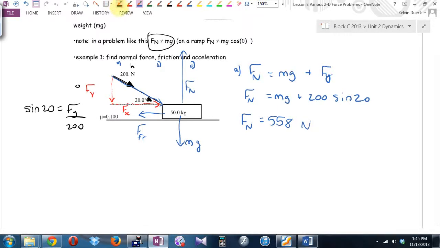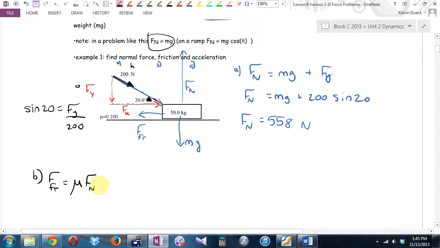Kelly, what's B asking me to find? Friction is what times what? Mu. Thank you. Right? I don't know the... Oh, wait a minute. I was going to say I don't know the normal force. I just figured it out. I do know the normal force.